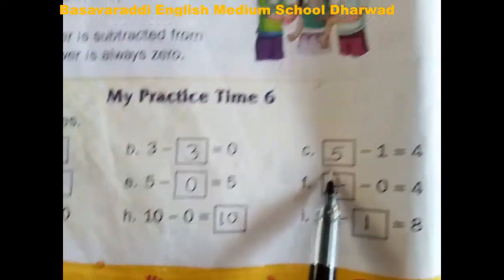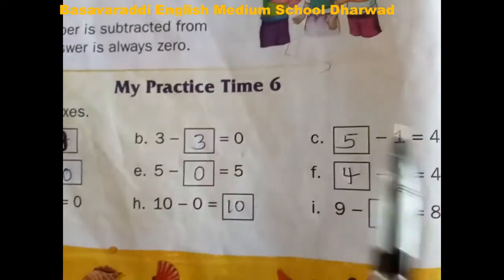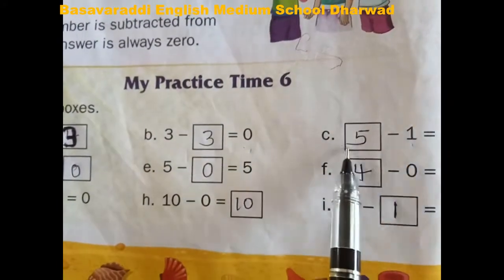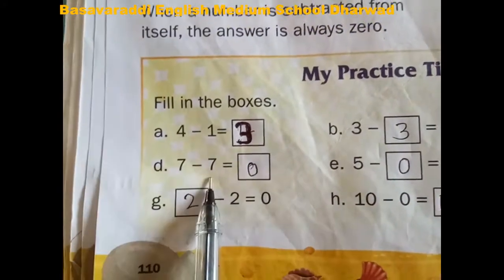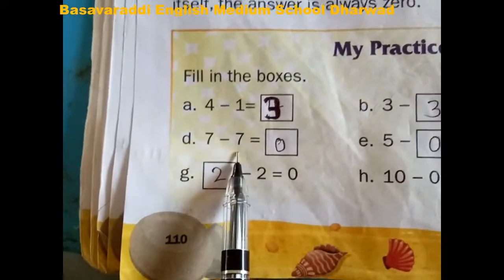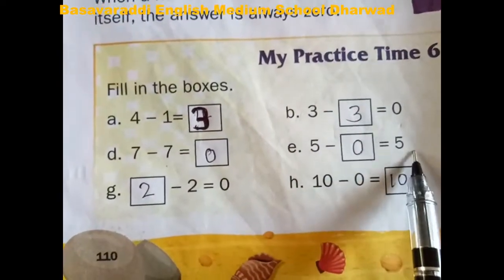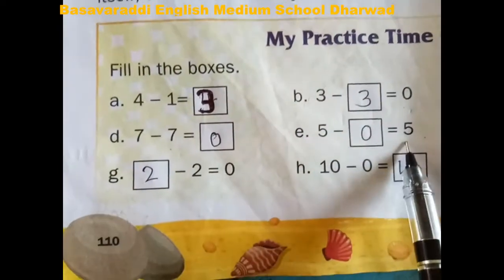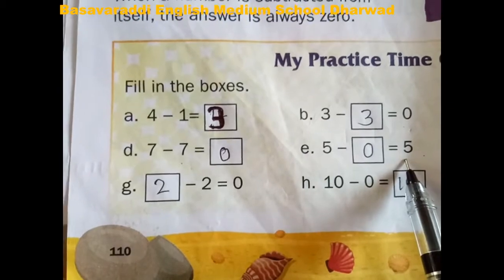And see here, blank minus 1 equals 4. 4 is coming, that is the before number, so we add 1. 4 plus 1 is 5. Now 7 minus 7. 7 minus 7 means subtracting a number from itself, so it is 0. 5 minus blank, the answer is 5. 5 is coming here, that is the 0 property.